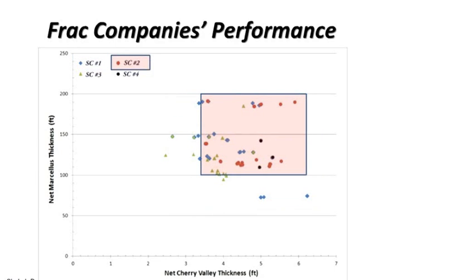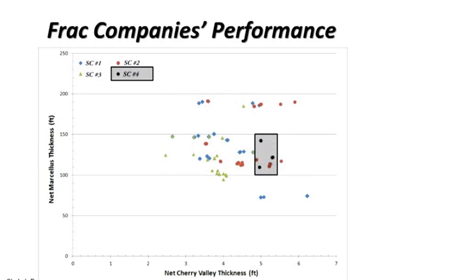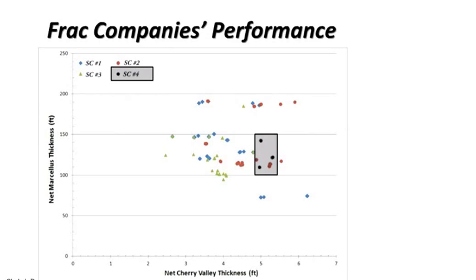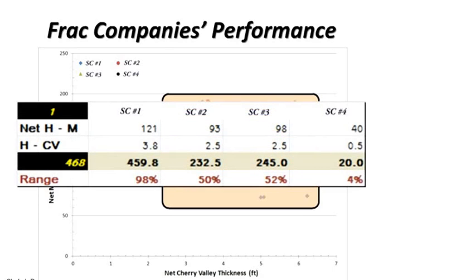Service company number 2 worked with a smaller range, and service company number 3 is almost the same as service company number 2, but company number 4 actually worked a very, very small range. Well, it's because we worked in the better part, or not the good part, of the reservoir. So we're trying to compare apples with apples. If this is the entire range they could have worked with, you saw what percent of that they used.